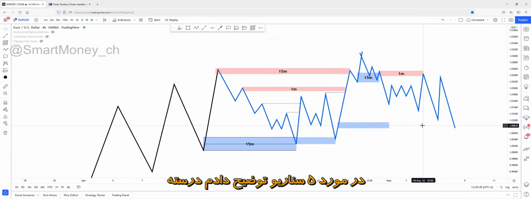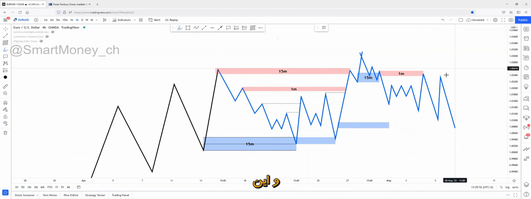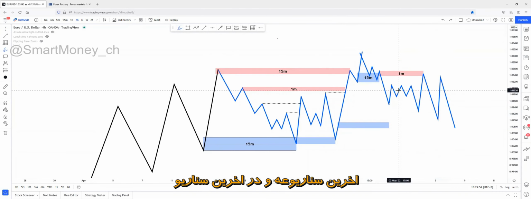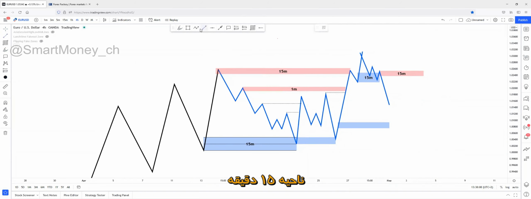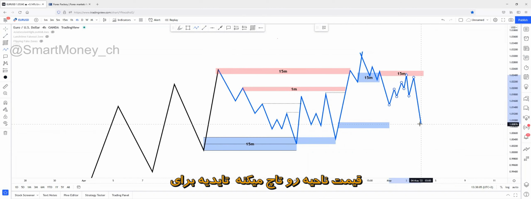We talked about 5 scenarios, right? So in this last scenario, I recommend you to wait for a 15-minute zone tap once again. 15-minute zone tap, upside structure, tap of this zone, confirmation, entering trade, bam.